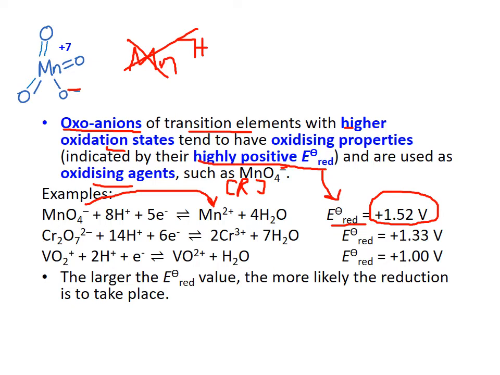So if you were to compare manganate in the acidic medium and dichromate in the acidic medium, you will find that this is actually more positive. The reduction of manganate to Mn2 plus has a more positive E0 reduction. This tells us that manganate is more easily reduced than dichromate. Therefore, manganate is a more powerful oxidizing agent.